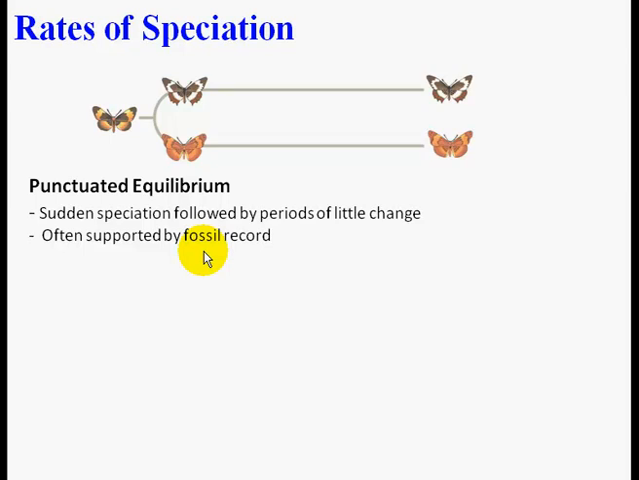Now, how quickly can speciation happen? Well, there's actually two models. One model is called punctuated equilibrium. And in this model, you have a sudden speciation event, perhaps due to a dramatic environmental change, and then very little change in that species. So you've got speciation punctuating equilibrium. And this is well supported by the fossil record, where we see distinct changes in the fossils.